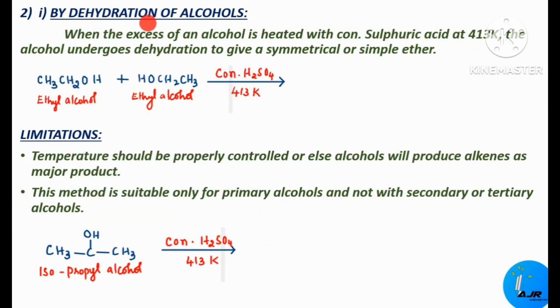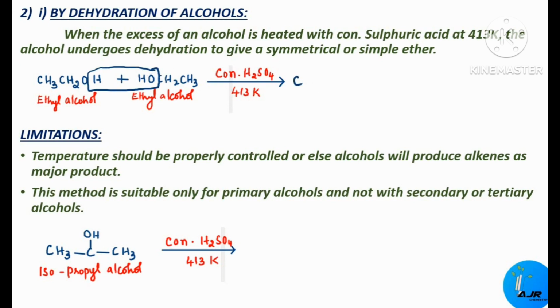Next method is by dehydration of alcohols. When the excess alcohol is heated with concentrated sulfuric acid at 413 Kelvin, the alcohol undergoes dehydration to give a symmetrical or a simple ether. So when excess alcohol, I have taken ethyl alcohol, is heated in the presence of concentrated sulfuric acid at temperature 413 Kelvin, a water molecule will be removed. That is, a dehydration takes place. So H2O is removed.